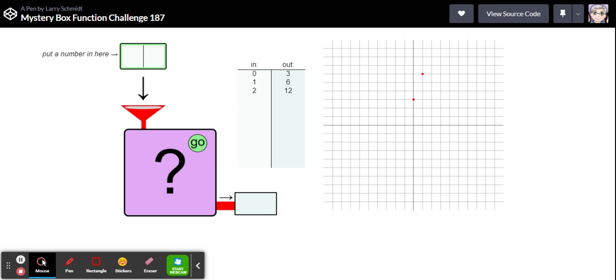I'm going to actually put in a 3 even though I know it won't be on the graph, or I think it won't be on the graph. Aha, now that's interesting. We're getting 3, 6, 12, 24. That's a pattern to pay attention to. Let's do some negative numbers.